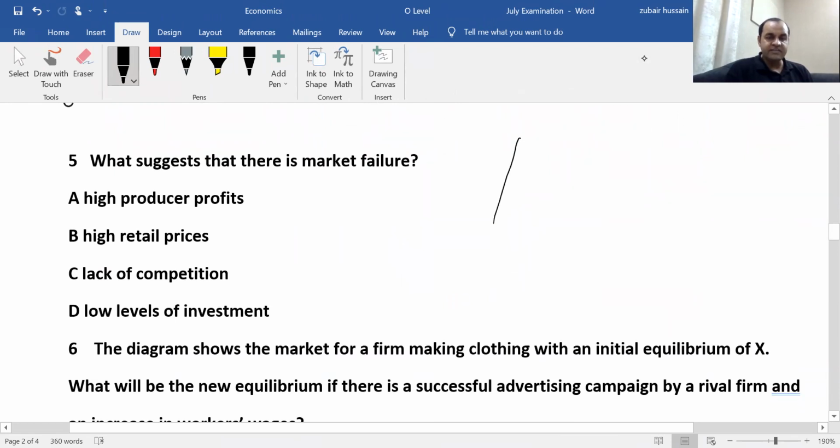Proceeding towards the next one, that is, what suggests that there is a market failure. You have to focus on what the causes of market failure are, students.